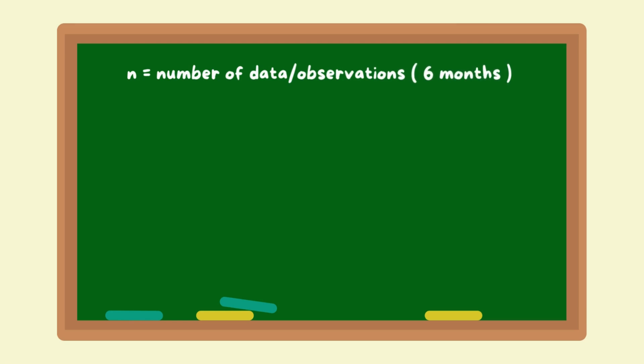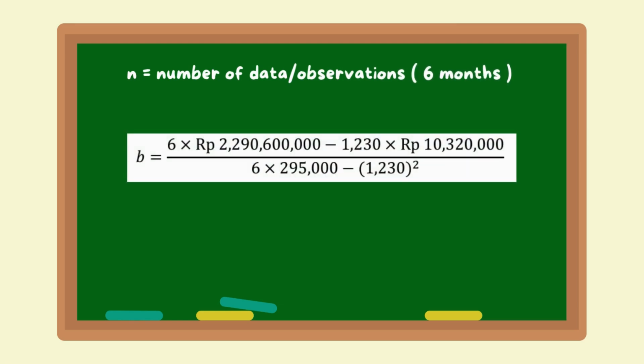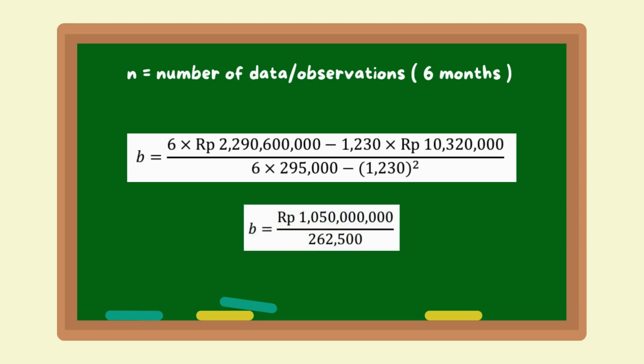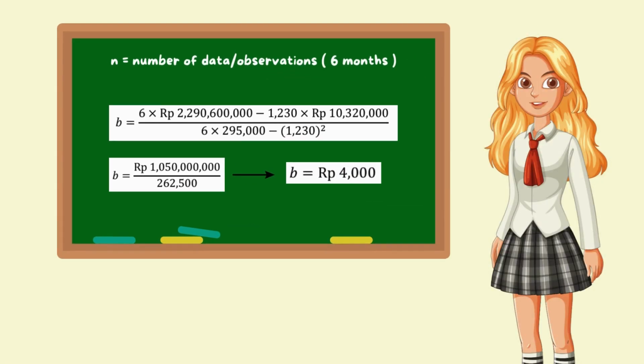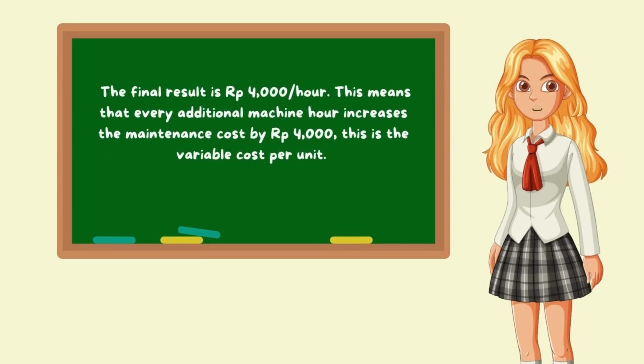Now, substituting the values, b equals 6 times 2,290,600,000, minus 1,230 times 10,320,000, divided by 6 times 295,000, minus 1,230 squared. This gives b equals 1,050,000,000 divided by 262,500, which results in b equals 4,000. So, the slope of the regression line is 4,000. Then the final result is 4,000 rupiah per hour. This means that every additional machine hour increases the maintenance cost by 4,000 rupiah. This is the variable cost per unit.